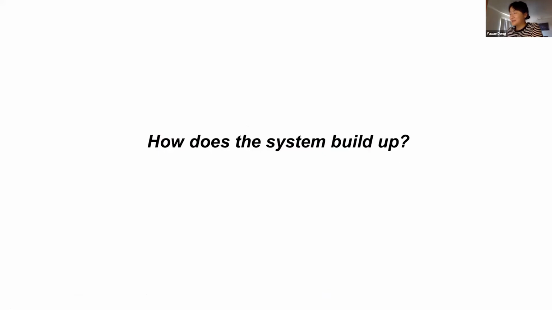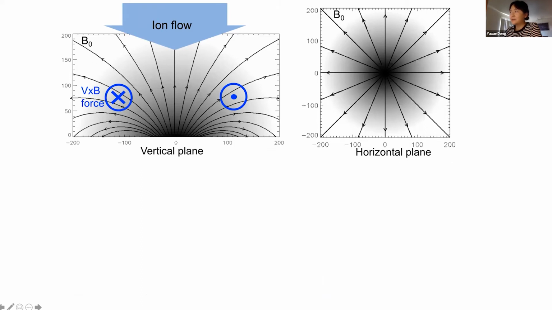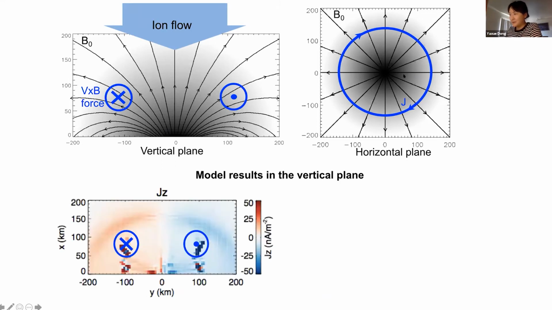So how does this system build up? When you have the magnetic field distribution in the cusp region like this in the vertical and the horizontal plane, and when there is a downward ion flow, these ions feel the Lorentz force, which is pointing into the vertical plane on one side and pointing out of this plane on the other side. And the electrons will feel the force in the opposite direction. And this will form a current loop in the horizontal plane. We do observe this current loop in the model results.